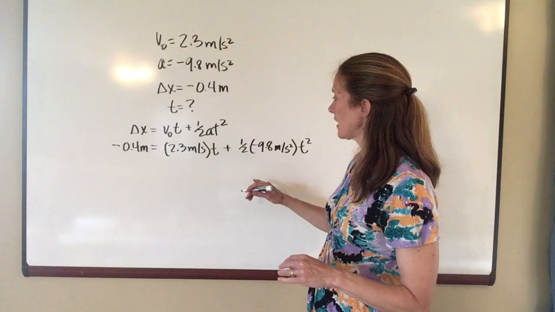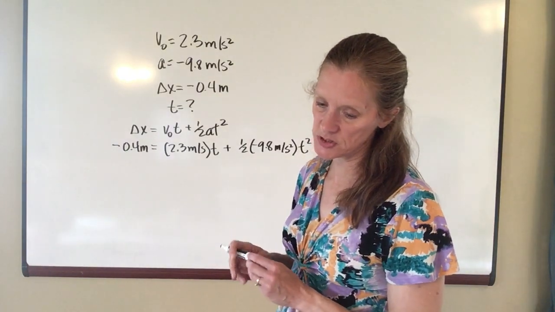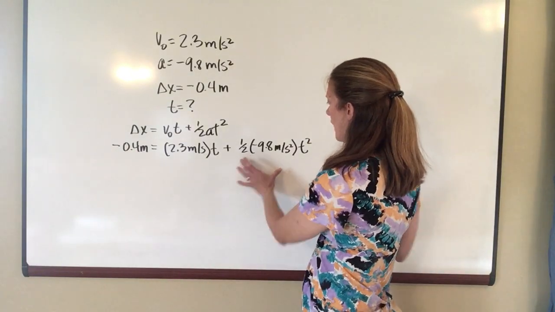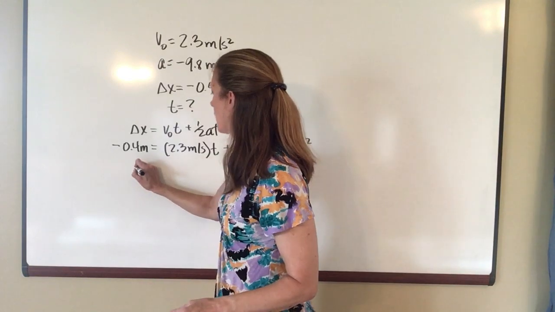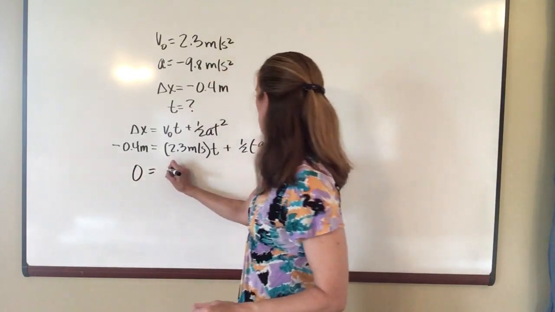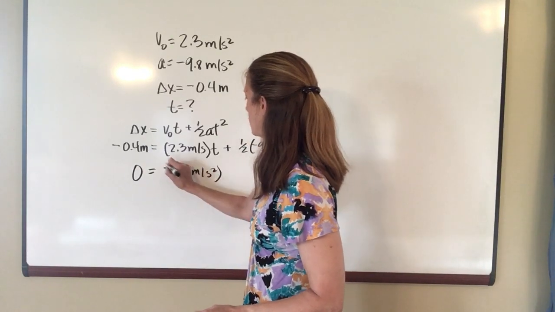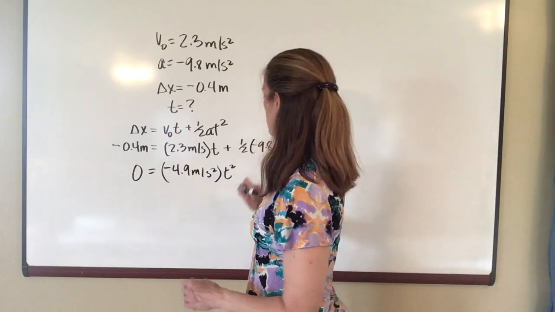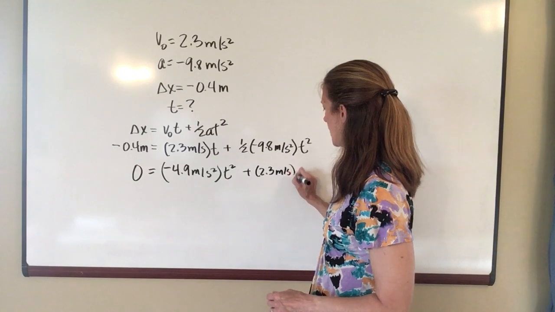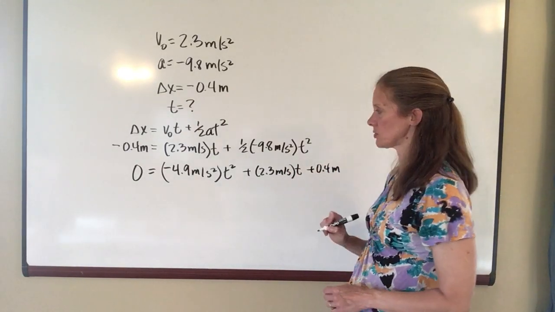So I'm going to rearrange this, and I'm going to put this on the other side. So what I'm going to end up with is, I'm going to move everything to the right-hand side. I'm going to put the t squared first, so I'm going to have negative 4.9 meters per second squared t squared plus 2.3 meters per second t plus 0.4 meters.